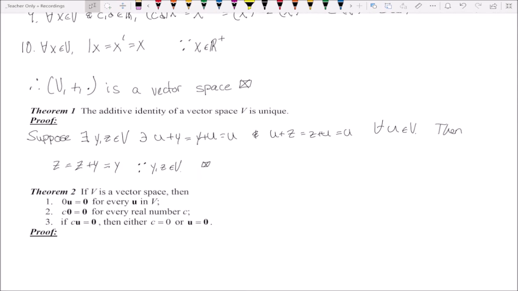If V is a vector space, then the following 3 hold. 0 times u is the additive identity for every u in V. C times the additive identity is still the additive identity. And C times u equals the additive identity means that either C is 0 or u is the additive identity.